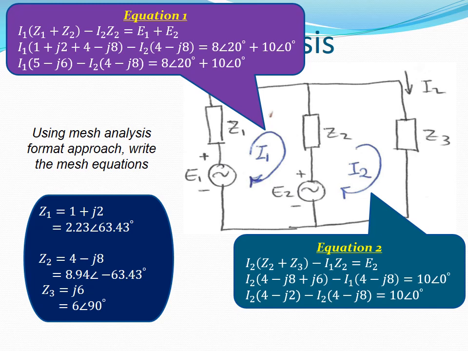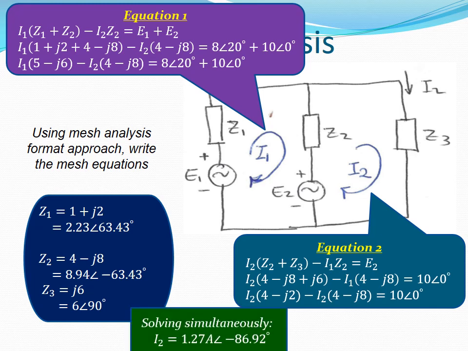After substituting for Z2, Z3, and E2, the equation works out as shown. You can solve these equations simultaneously as an exercise. For checking purposes, I2 has been worked out for you and is equal to 1.27 amps at minus 86.92 degrees.